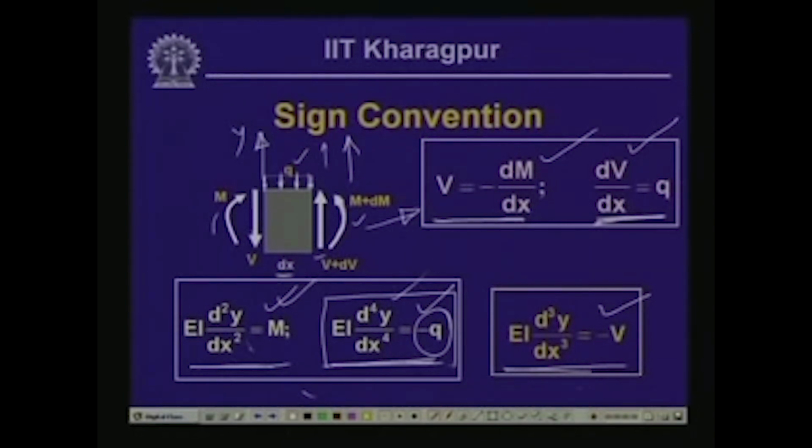Now, EI d2y/dx2 equals M and EI d4y/dx4 equals minus q are the two expressions which are widely used. We do not use EI d3y/dx3 equals minus V very frequently. However, any of these three equations can be used for evaluating the equation of the elastic curve, y as a function of x, and thereby at any point along the length of the beam member we can compute the value of y, and the plot we get will give the elastic curve or the deformed shape of the beam after it is loaded.